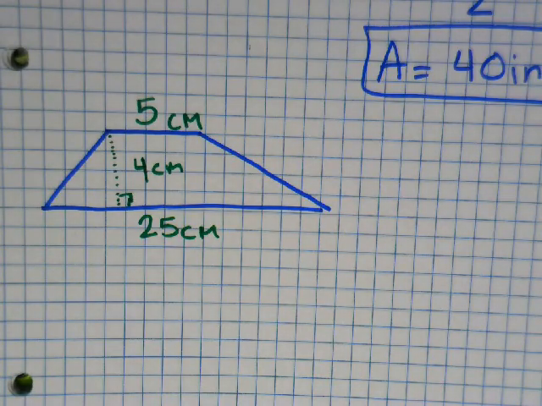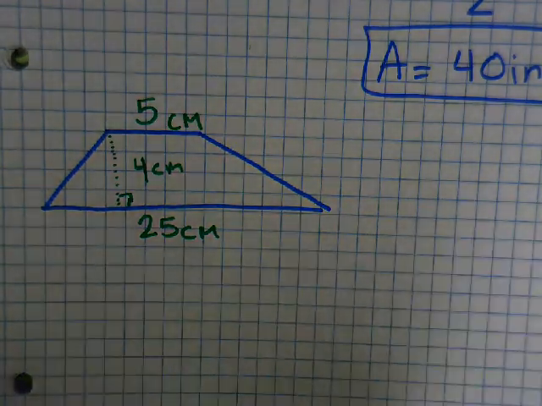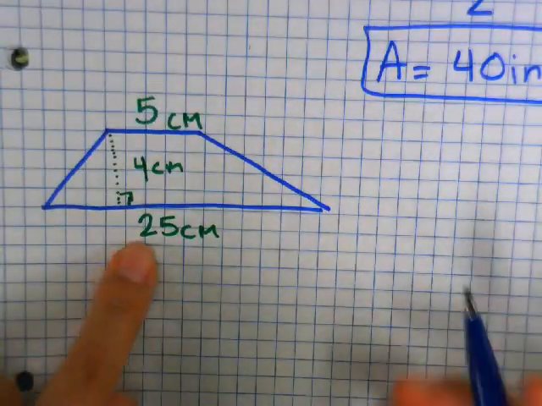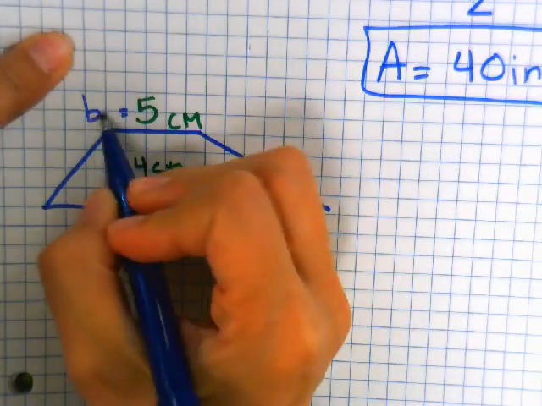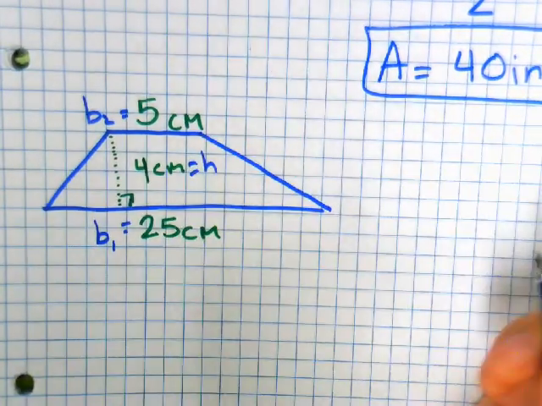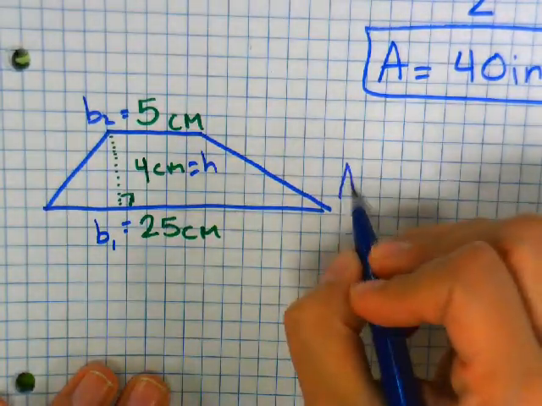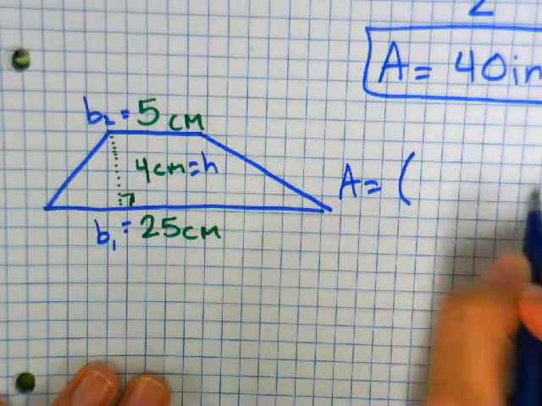Now, the formula was area is equal to base 1 plus base 2. Okay, what do we call 25? This one. What do we call Base 2? Base 2? And then the 4 is the height. So we're going to plug it in. Area equals.